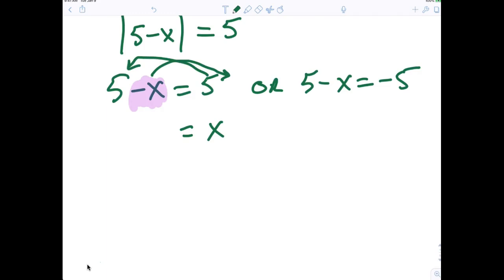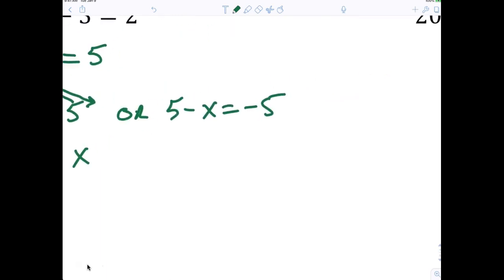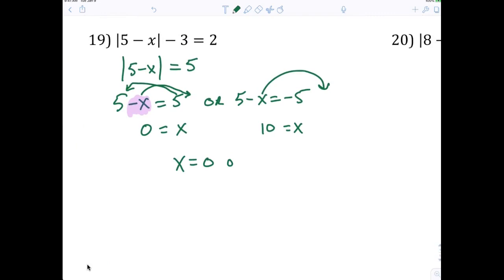Now, some of you said 10, some of you say 0. So which one is it? 0. Brilliant. Now, how do I know it's 0? Because 5 minus 5 is what? 0. All right? Everybody okay with this? Now I'm over here. Same principle. I move the negative x over and it becomes what? Positive x. And then I do what to both sides? Add 5, right? And what's 5 plus 5? 10. So here we have x is either 0 or x equals 10.